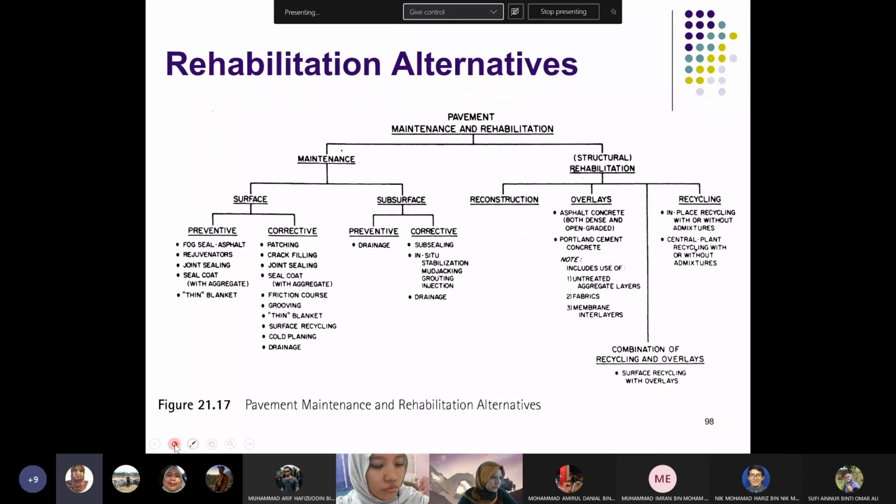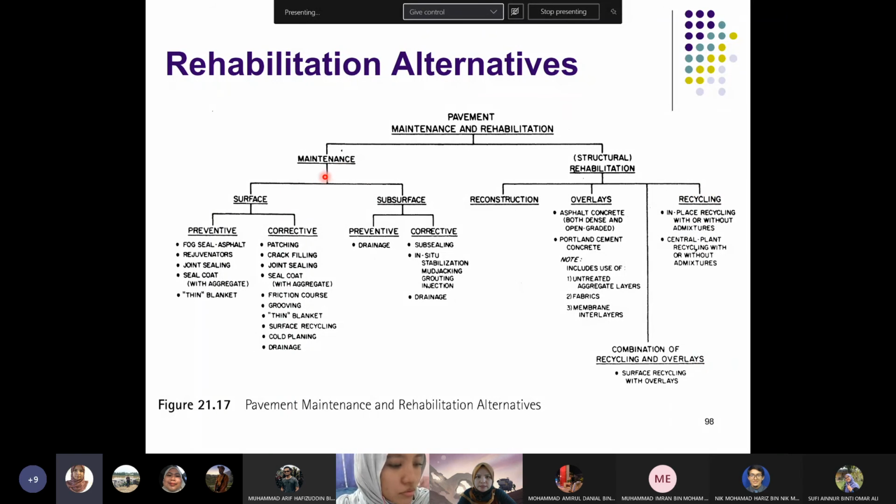Okay, so these are the alternatives that you have. One is what you call maintenance work. One is rehab. Rehab is what I said earlier, treatment with depth of more than 100 mm. So rehab has three: reconstruction, overlay, or a combination of recycle and overlay. And number 4 is recycle, right?